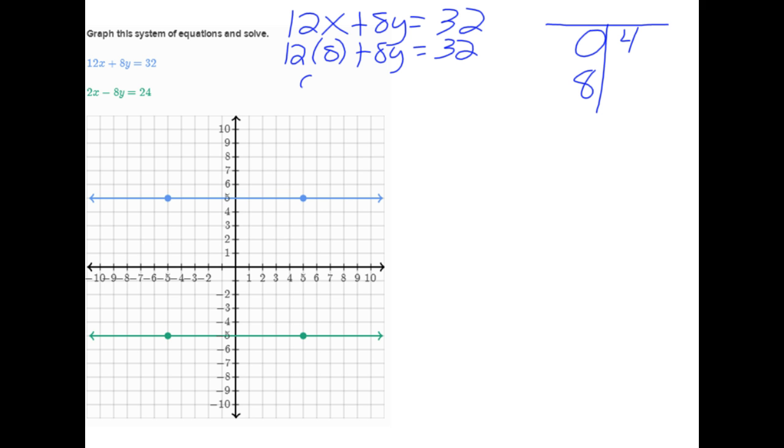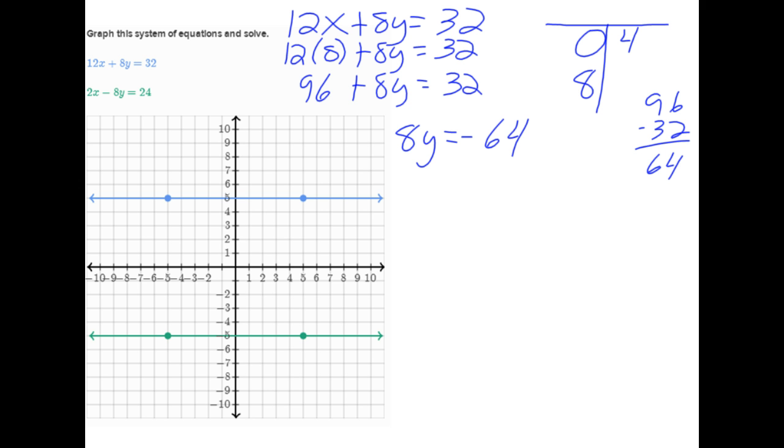And 8 times 12 is 96. You will subtract the 96 from both sides. So you're left with 8y equals, let's do it over here, 96 minus 32, 64. So that will be a negative 64. Again, you do that on calculator.